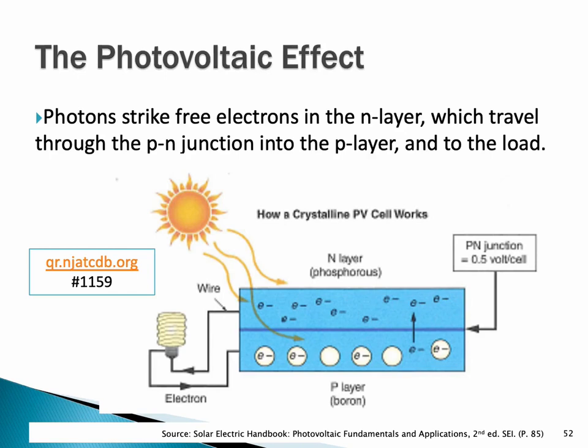The upper layer, the N layer, is silicon that is impregnated with phosphorus gas. And then the bottom layer is the P layer, which is impregnated with gasified boron. So one side has an abundance of electrons, one side has an absence of electrons.